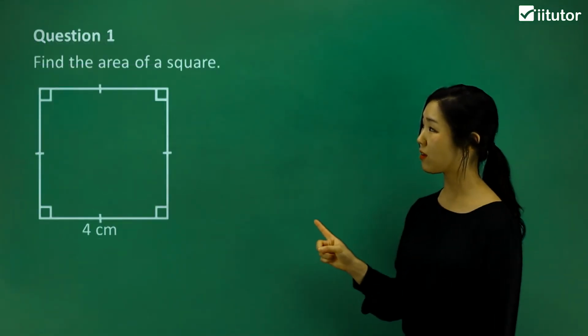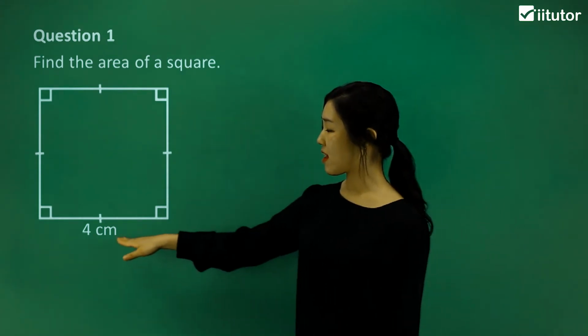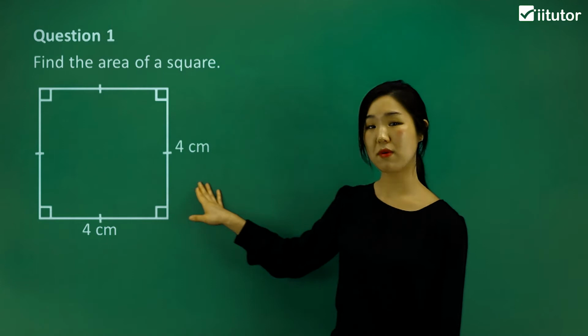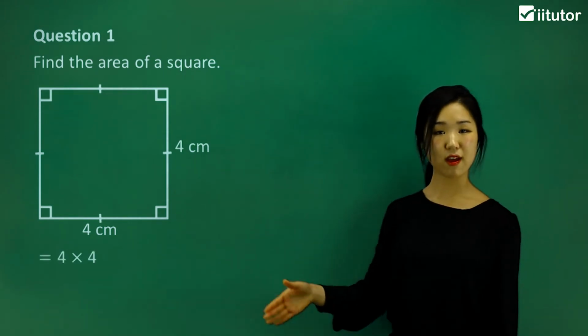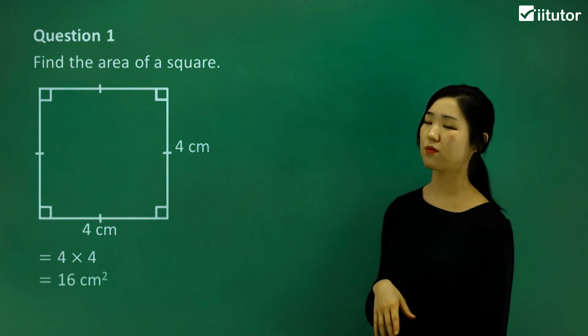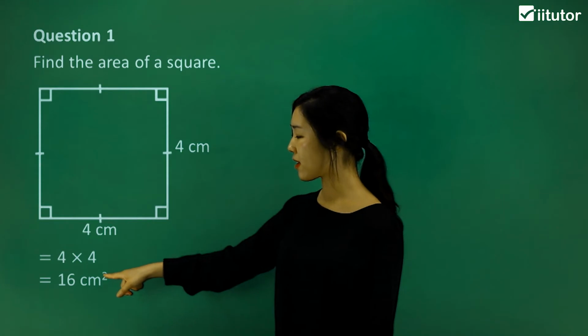So let's go straight into question 1. It says find the area of a square. Now it tells us that one side is 4 centimeters, which means the other side must also be 4 centimeters. So we multiply the two together to get area, length times width, isn't it? So 4 times 4 is 16. And that's same as doing 4 squared, isn't it? So it's a square number, that gives us 16.